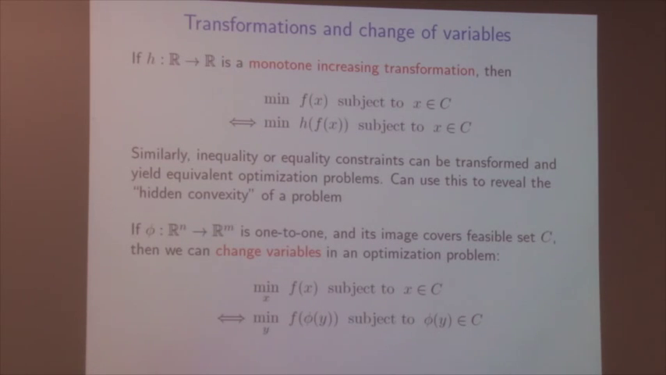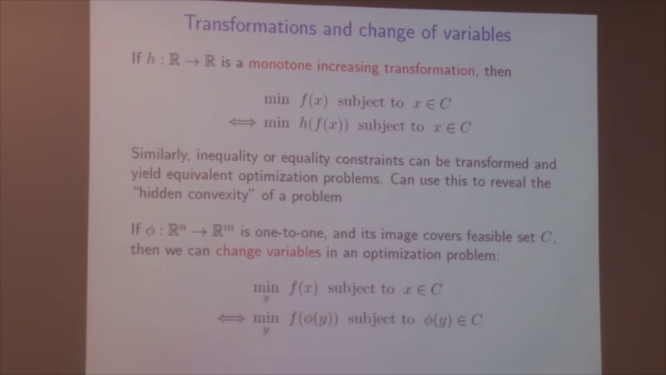So this also can be used on our inequality constraints and our equality constraints. And that can sometimes make a problem easier to solve or convex when it didn't appear convex before. We're going to see an example of this much later. Another thing we can do is change variables.